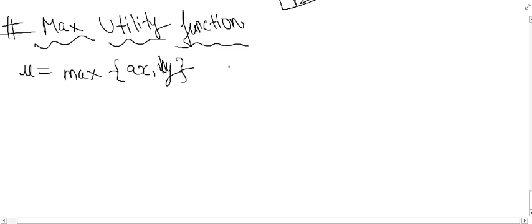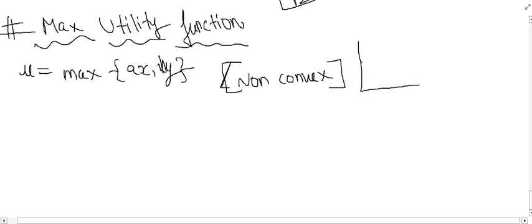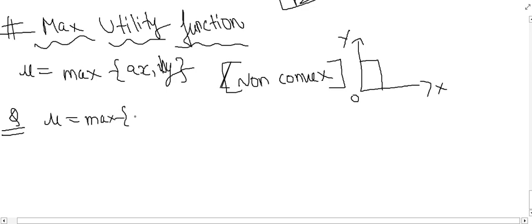So these preferences are non-convex in nature, as the consumer prefers extremes to averages. He is never considering consuming averages like some of good x and some of good y. He is considering either consuming all of x or all of y. So a rough diagram would be like this. Now let's take an example to make it more clear. Let's take u equals max of 2x comma y. But we need to plot it first.